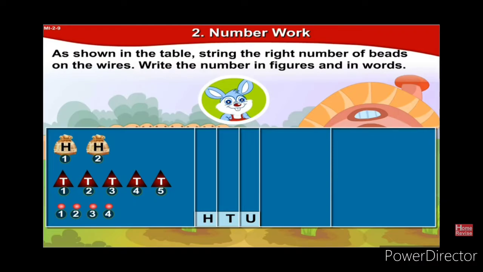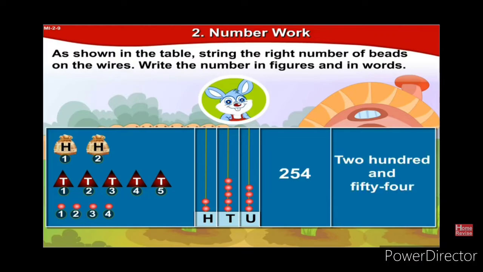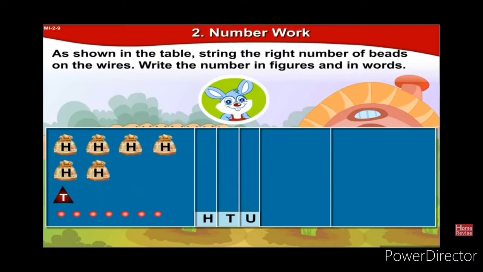So, that is why at the hundreds place we have 2 beads, at tens place we have 5 beads, and at units place we have 4 beads. So 2 hundreds, 5 tens, and 4 units. In figure you write it as 254, while in words it is 254. Now let us see the next picture.